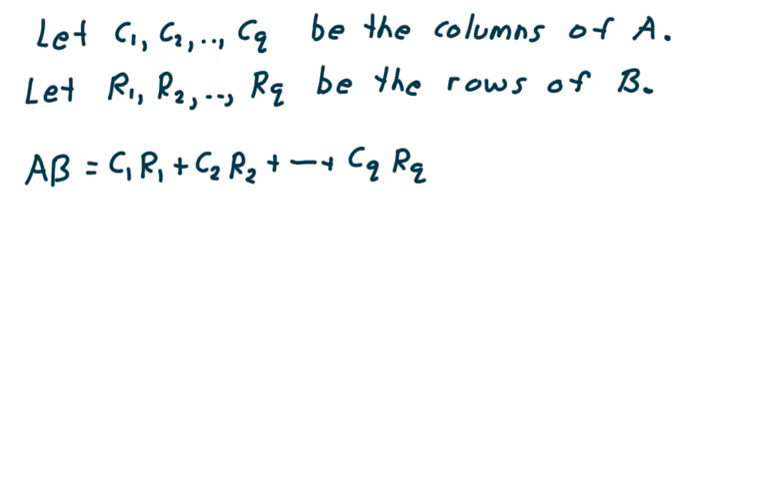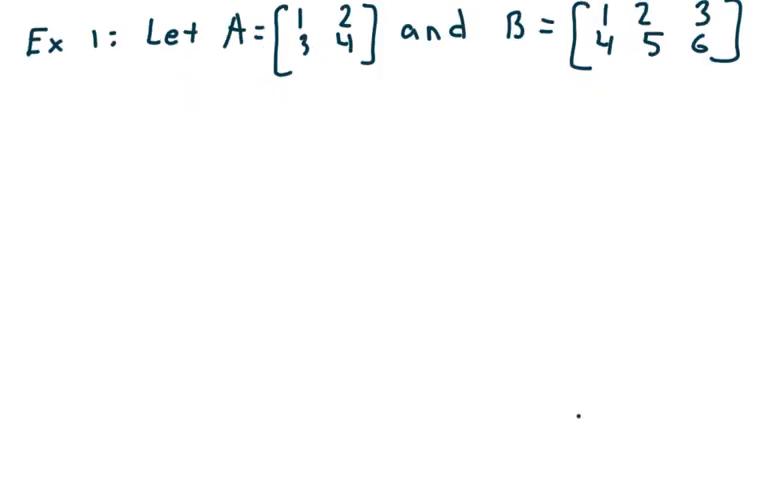Let C1, C2 through CQ be the columns of A, and let R1, R2 through RQ be the rows of B. AB is then equal to C1 R1 plus C2 R2 plus all the way through CQ RQ. Now, I want to give you an example of how this works. Let's take a look at this example.